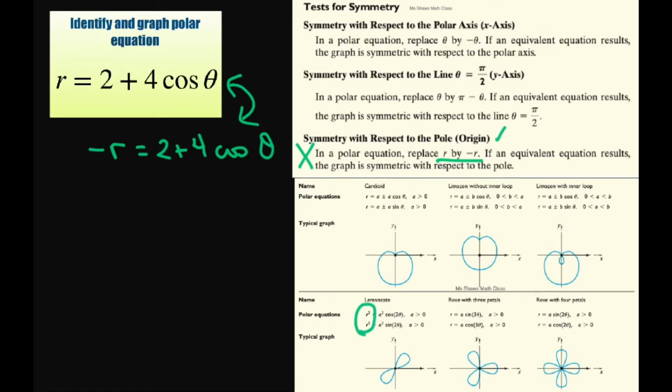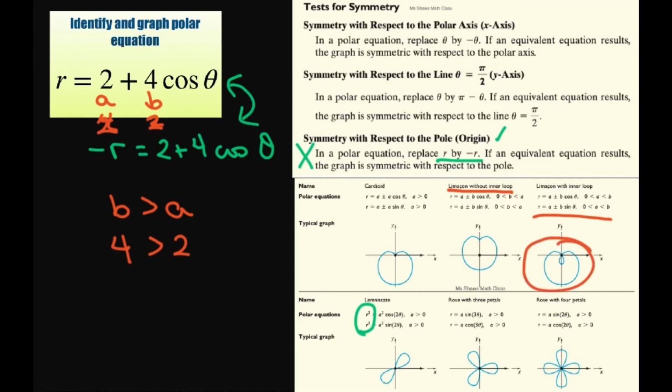This is a Limacon with an inner loop because it has this form. That means my a is 2, my b is 4. So my b is greater than my a, i.e. my 4 is greater than my 2. Therefore, it's a Limacon with an inner loop. If this number was smaller, say this was 4 and this was 2, then it would be a Limacon without an inner loop. If the numbers were the same, so if these were both 2's, then it would be a cardioid. So we have something that looks like this.